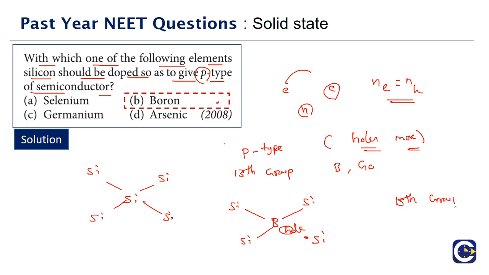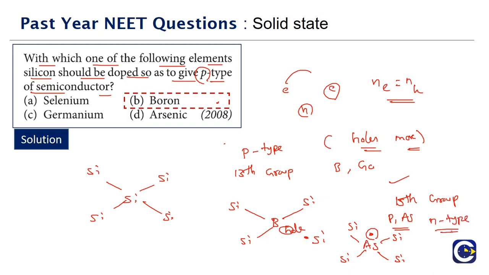If you use 15th group elements like, for example, phosphorus or arsenic, then what happens? If an arsenic is occupying the site of silicon, on 4 sides it will form the 4 bonds, but it will have one more extra electron. Why? Because arsenic has 5 valence electrons. So doping with 15th group elements will have extra electrons. That's why this is called n-type doping.